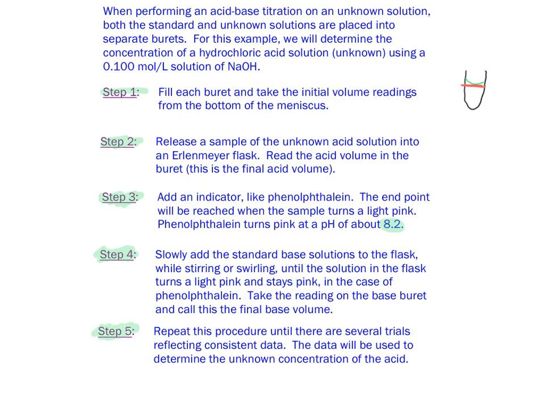Step 5. Repeat this procedure until there are several trials reflecting consistent data. The data will be used to determine the unknown concentration of the acid. So that's the key thing here. This isn't a one-step process. You're going to be doing this maybe 3-4 times, and then you'll average your result, and that way your data is going to be the most accurate.